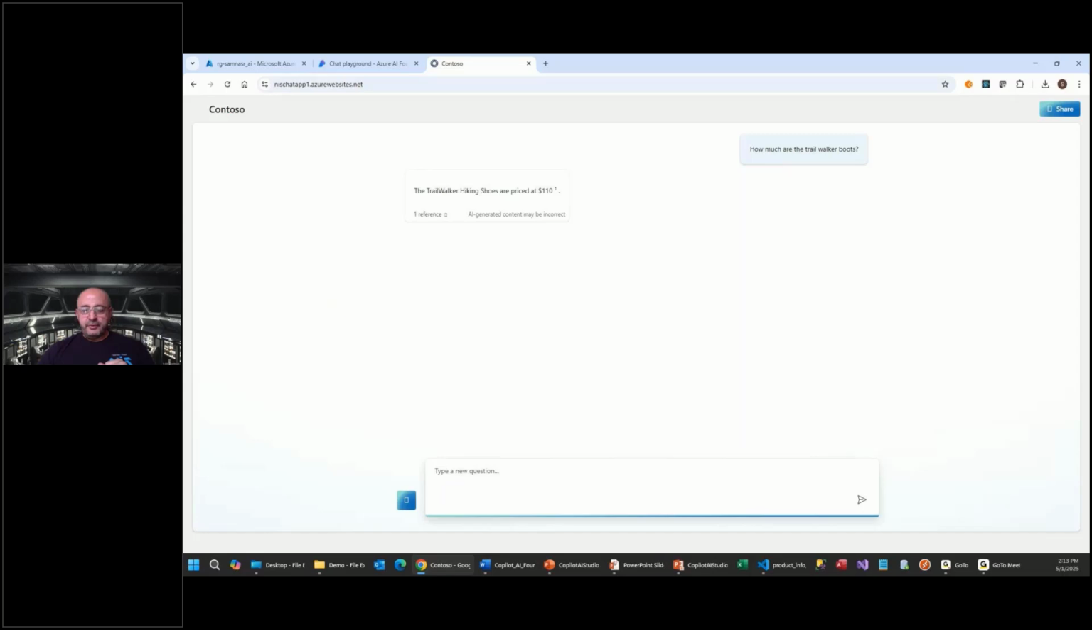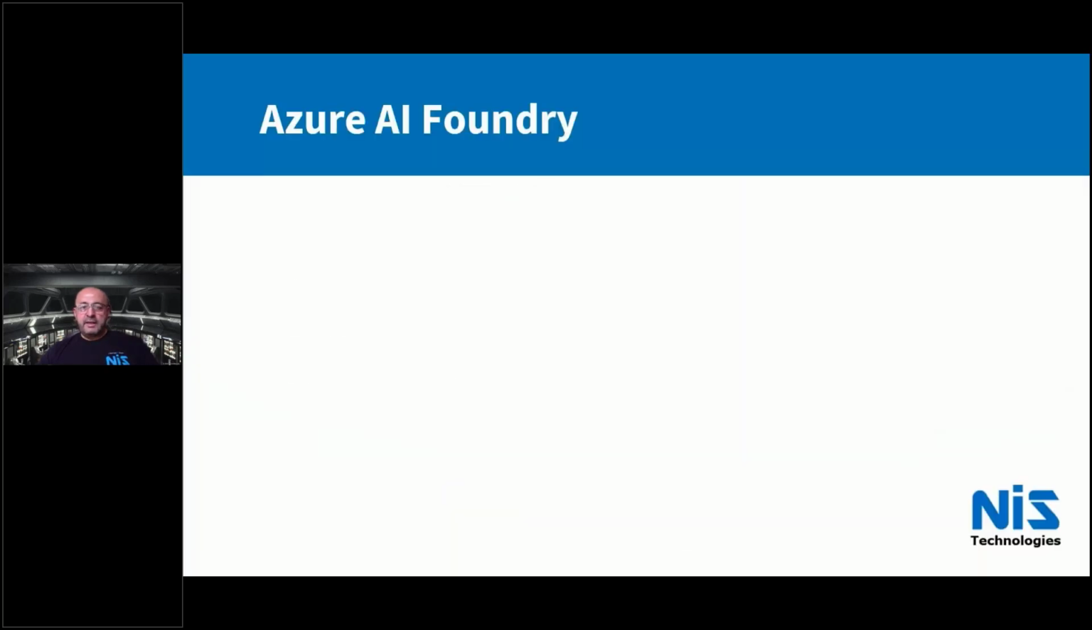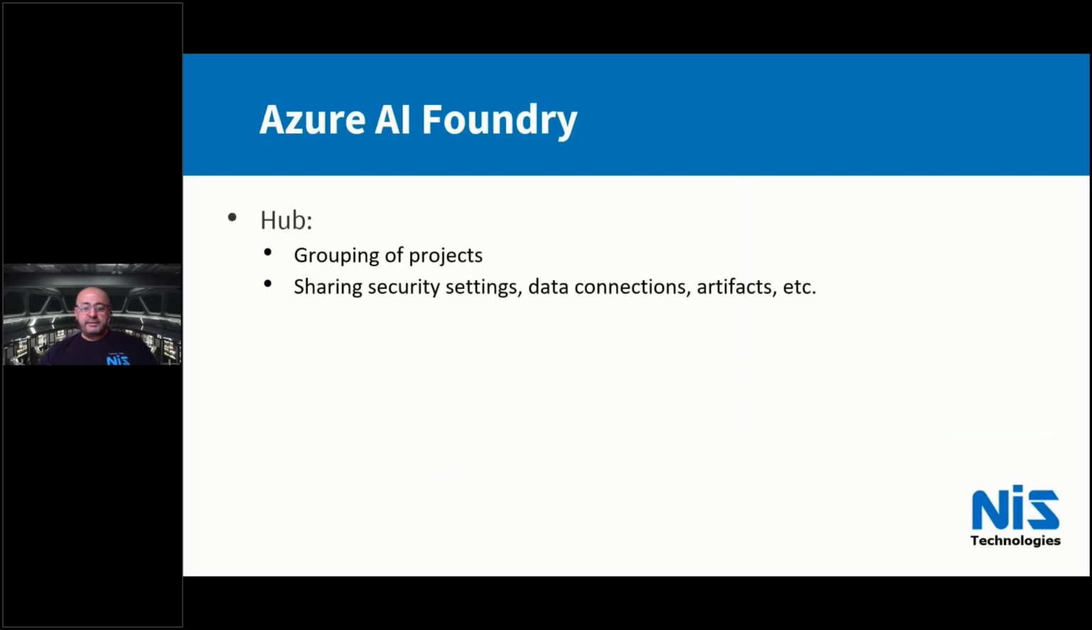Now let's take it a step further. So we talked about how to set up the Copilot, utilize it, and within the playground, test it and evaluate the results, and now likewise I can also deploy it from the playground. But let's go into more detail as far as what the AI Foundry is and how the hub and the project work together. So the hub is essentially a grouping of projects that allows me to share security settings, data connections, artifacts, etc. The project is for creating, testing, and deploying the API.